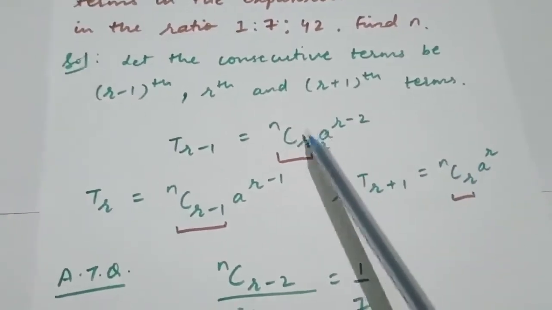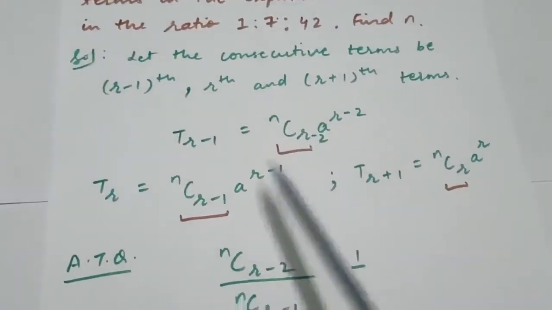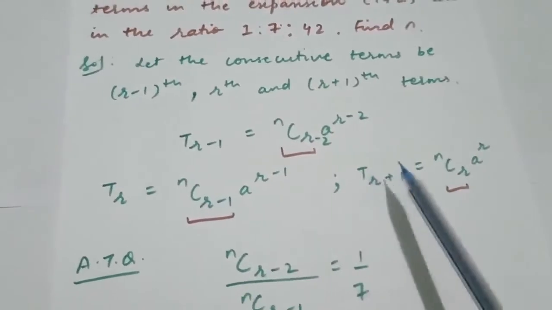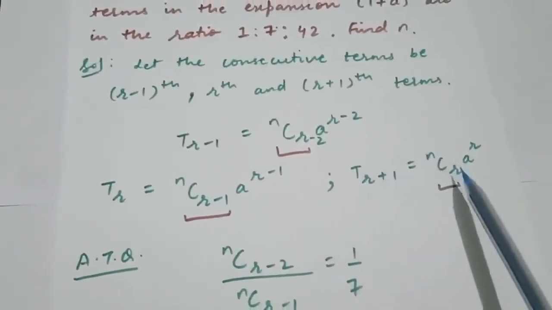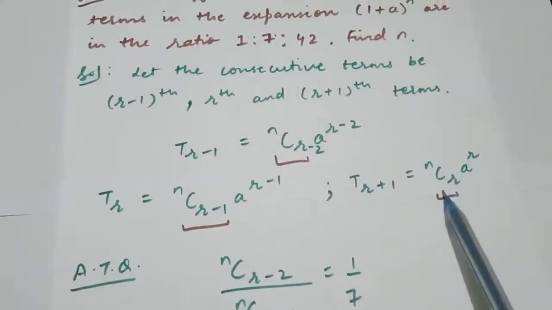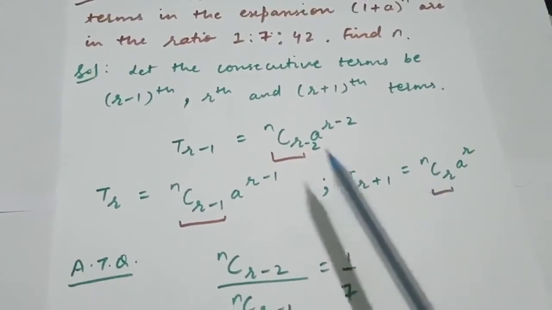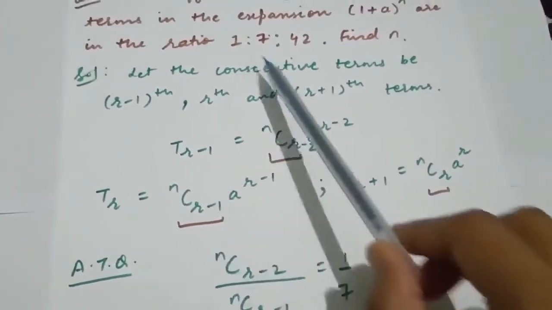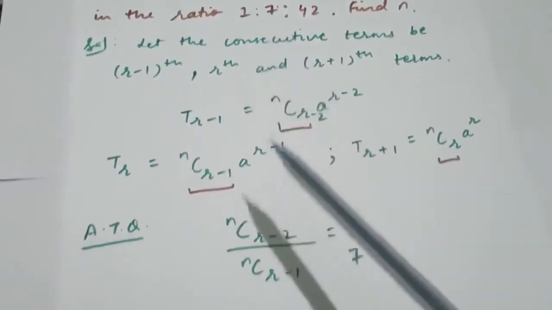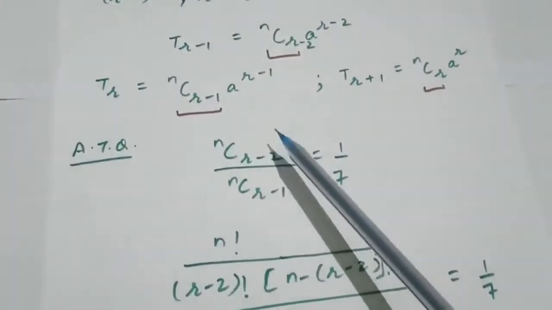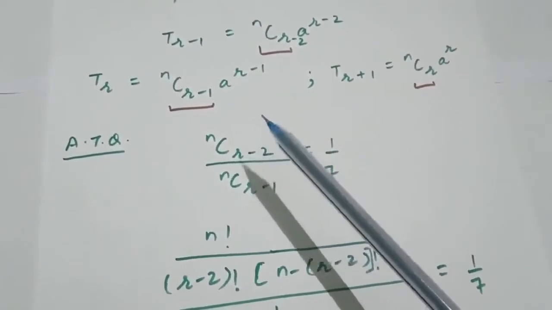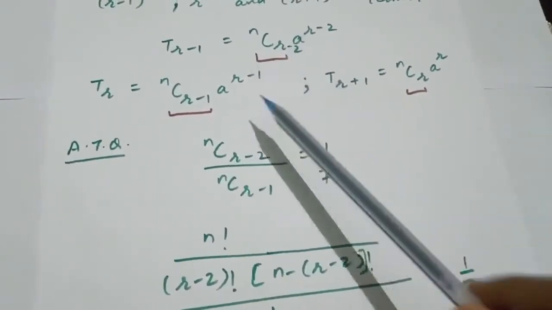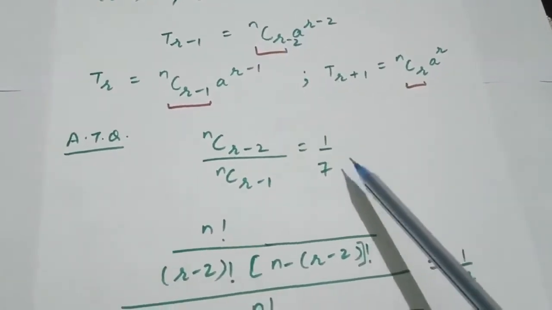Now the coefficient of this term is this part. Coefficient of this term is nCr-1 and coefficient of this term is nCr. So we will take the ratios of the consecutive terms. The ratio of these terms is 1:7. So comparing the coefficients nCr-2 upon nCr-1, the coefficients of these two terms are in the ratio 1/7.